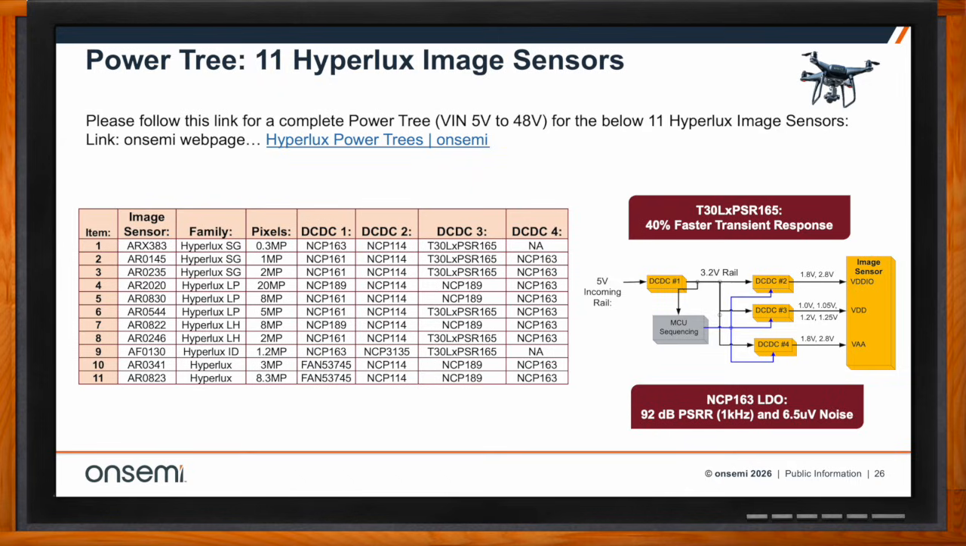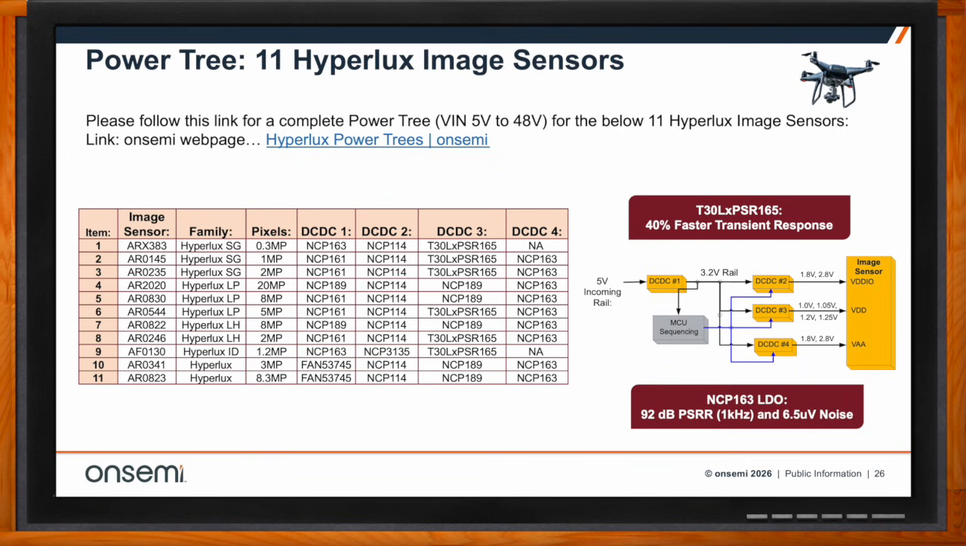And then above, we have a link to our website where we list many of these tables and block diagrams for all 11 of these Hyperlux image sensors, where we also share the power tree we would use for 5 volts, 18 volts, and 48 volts.